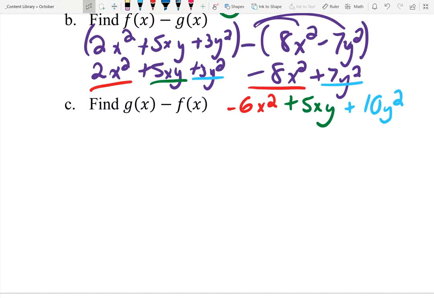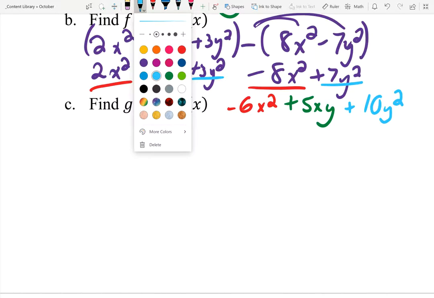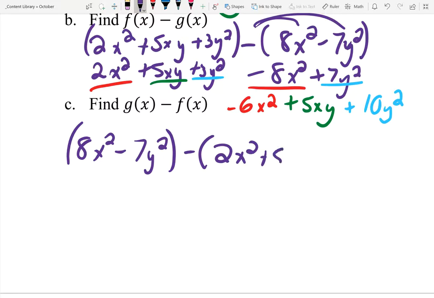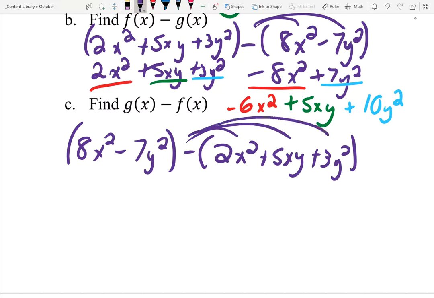Now, you'll probably already know what the answer to this is if you compare how 1 and 2 worked out. But we're going to work it out from scratch, and we'll see what we get as a result. So g of x is 8x squared minus 7y squared, and we're subtracting f of x, which is 2x squared plus 5xy plus 3y squared. So again, avoiding any issues, I'm going to distribute this negative. So minus 2x squared, minus 5xy, and minus 3y squared.